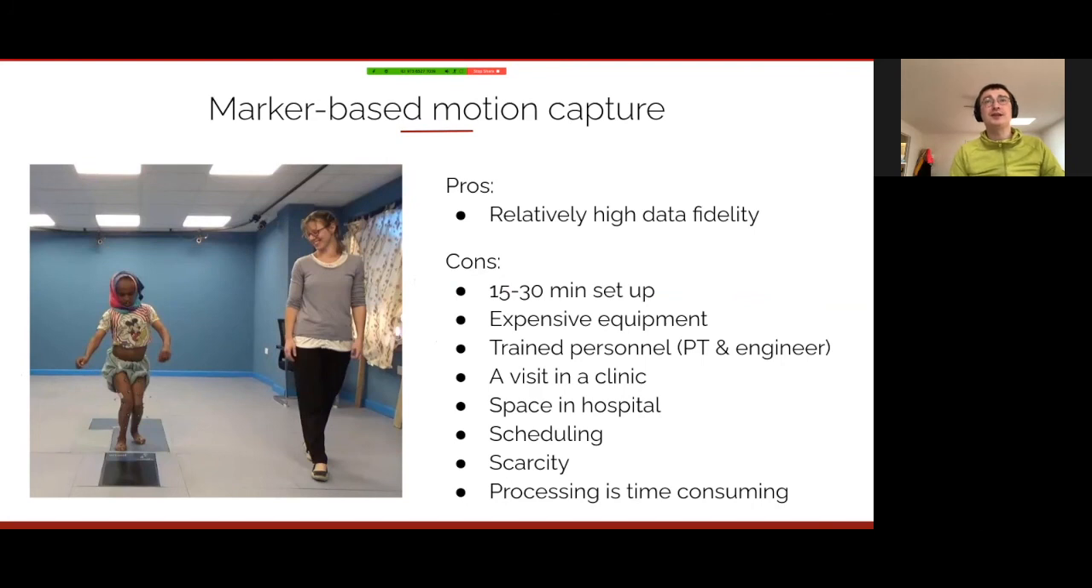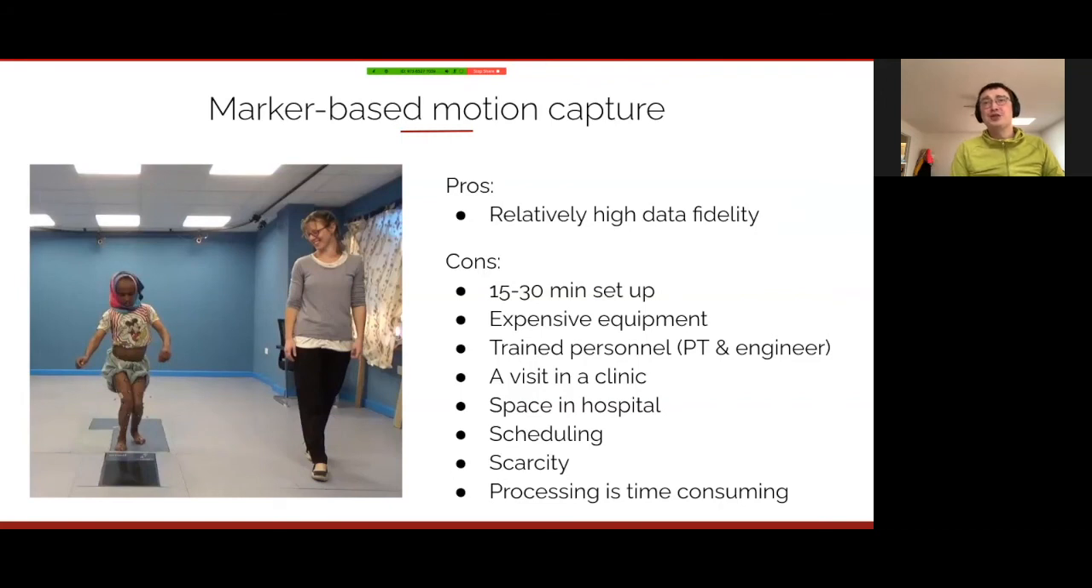It takes around 30 minutes to set up the system and to put those markers on the body of the child. If you have children, you know that that's not an easy task to glue something to your child. That takes even more time than 30 minutes. Even putting their shoes is sometimes difficult. The equipment is expensive. Those cameras I was mentioning can actually cost around $100,000. So not every hospital can afford that.